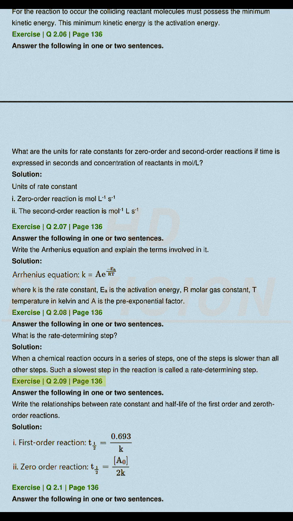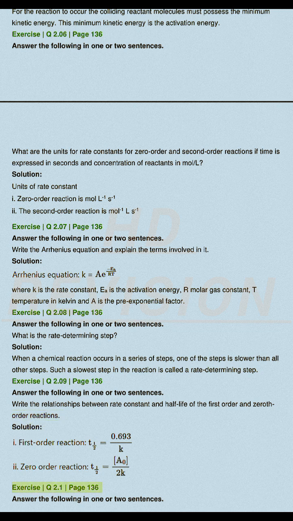Exercise Q 2.09, page 136. Answer the following in one or two sentences. Write the relationships between rate constant and half-life of the first order and zeroth order reactions.